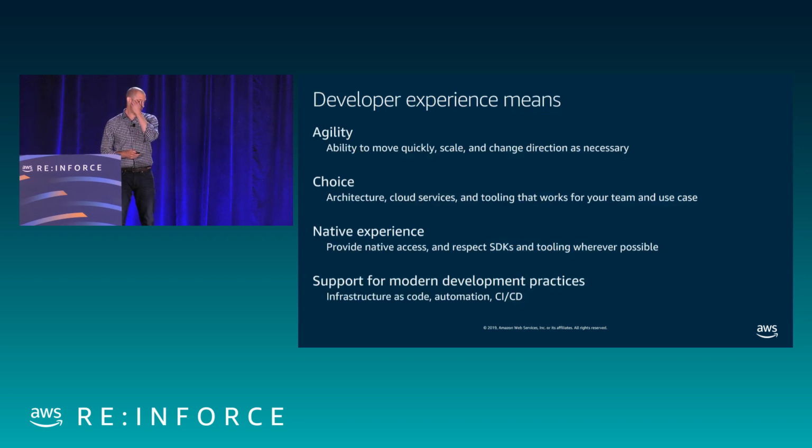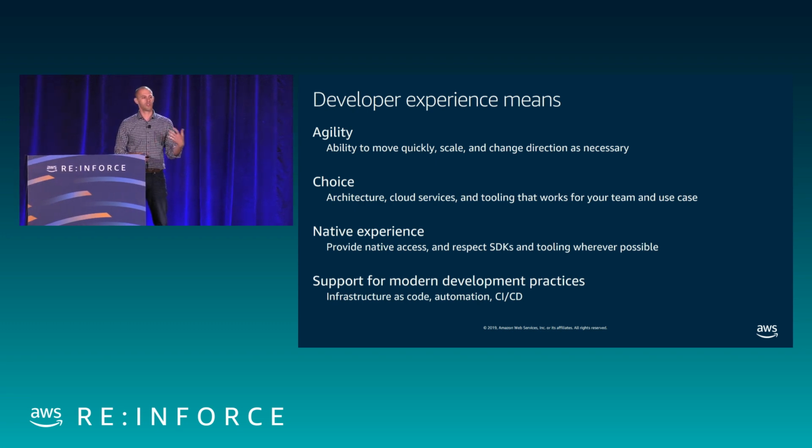And so what does developer experience mean for us, right? We think of it in these four axes, right? So agility, the ability to move quickly. Teams come to the cloud because they want to move quickly. They want to be able to get to market quickly. They want to be able to develop and turn around product features quickly and change direction. We want choice in architecture, choice in services, choices that work for your team.